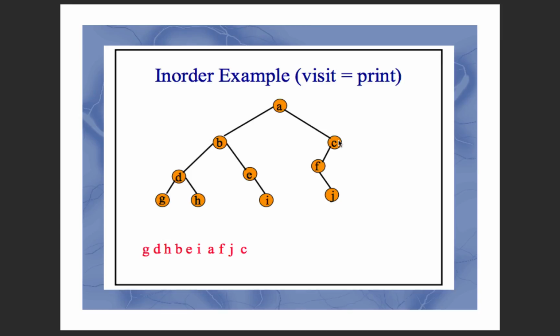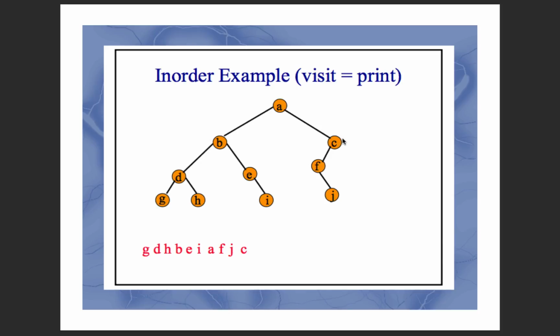After printing root, we go to the right side. After coming to the right side, we have seen there is another subtree, so we go to the left side first, and we see that there is no more left side, so we print this f. Then we go to the right side and we print j. So after printing the left subtree of this node, we finally print c. So this is the in order way.